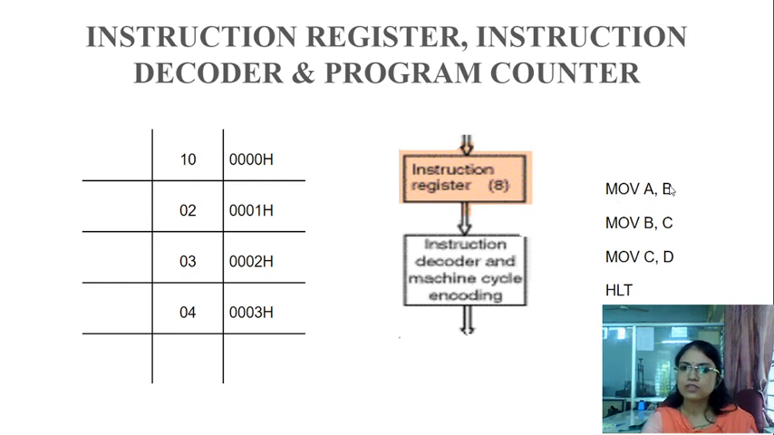So for execution of the first instruction, I want to transfer the address where this opcode is stored. The first instruction opcode is stored in 000H. Whenever we want to execute move A comma B, which has the opcode 10H, that is stored in memory location 000H. So I have to transfer the address of that memory location into the program counter first. To execute this instruction, the address of the memory location where its opcode is stored must first be transferred into the program counter.